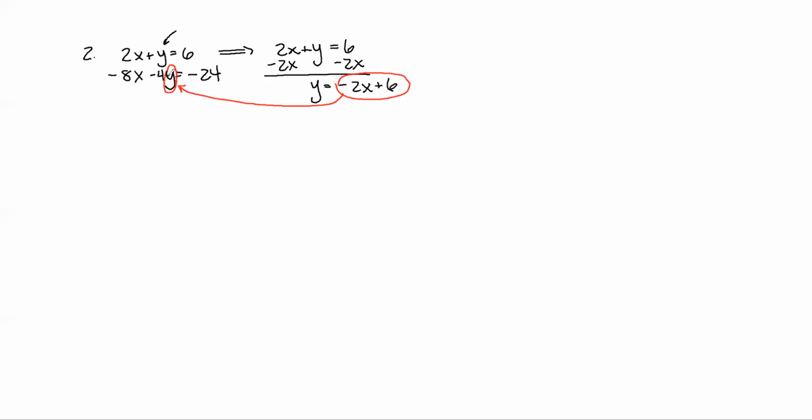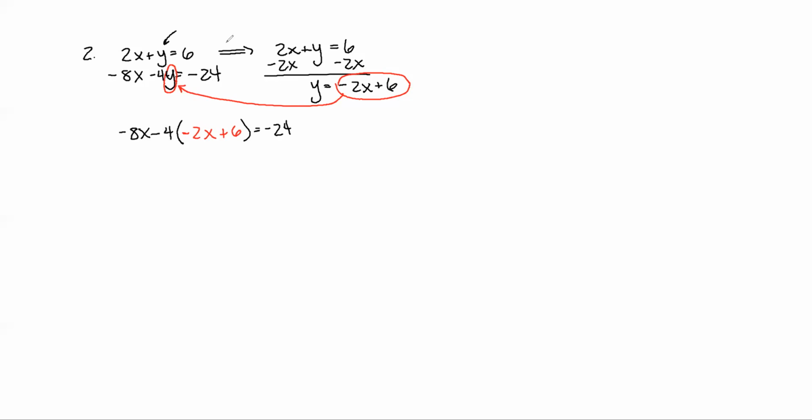So let's go ahead and rewrite that. So we're going to have negative x minus 4 times our expression for y, which is negative 2x plus 6, equals negative 24. Make sure you always plug it into the other equation. If you plug it into the same equation that you started with, you'll just get a true statement.